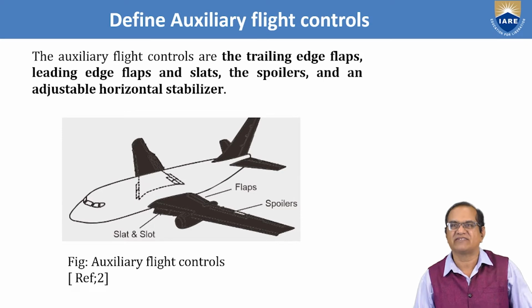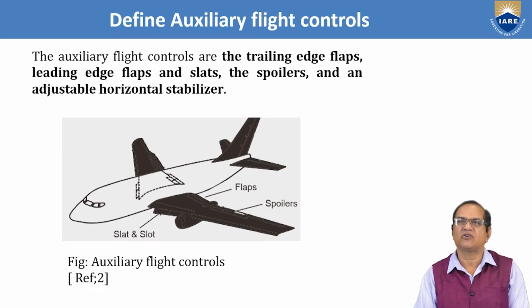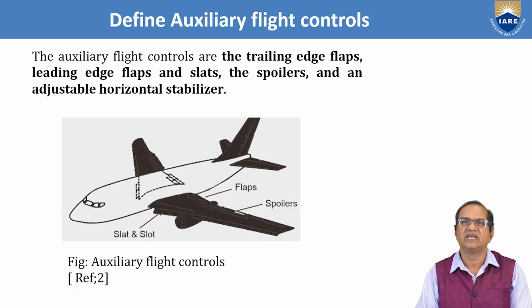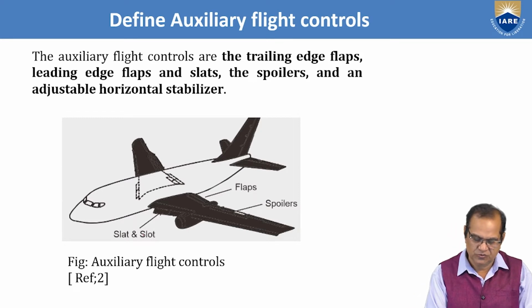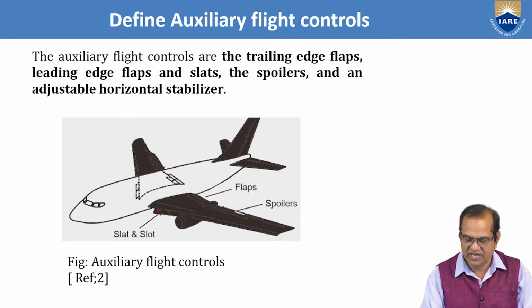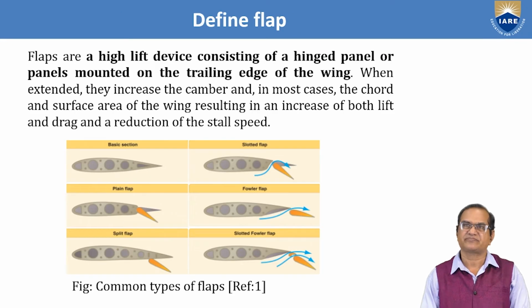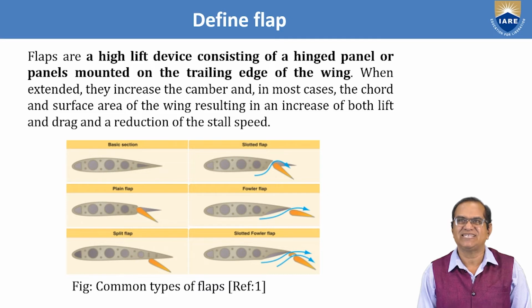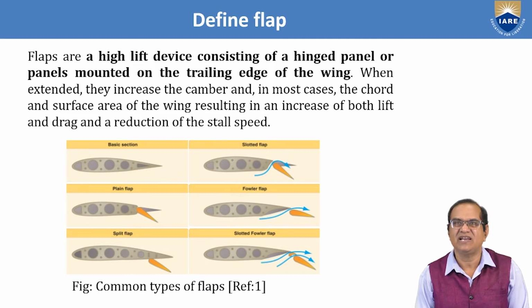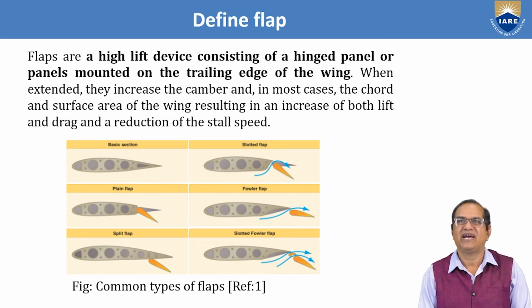Define auxiliary flight control. The auxiliary flight controls are the trailing edge flaps, leading edge flaps and slats, the spoilers and an adjustable horizontal stabilizer. These things are shown here: slats and the slot here, spoilers are here, flaps are here, and these are called the auxiliary flight control systems. Define flap. Flaps are high lift devices consisting of a hinged panel or panels mounted on the trailing edge of the wing.